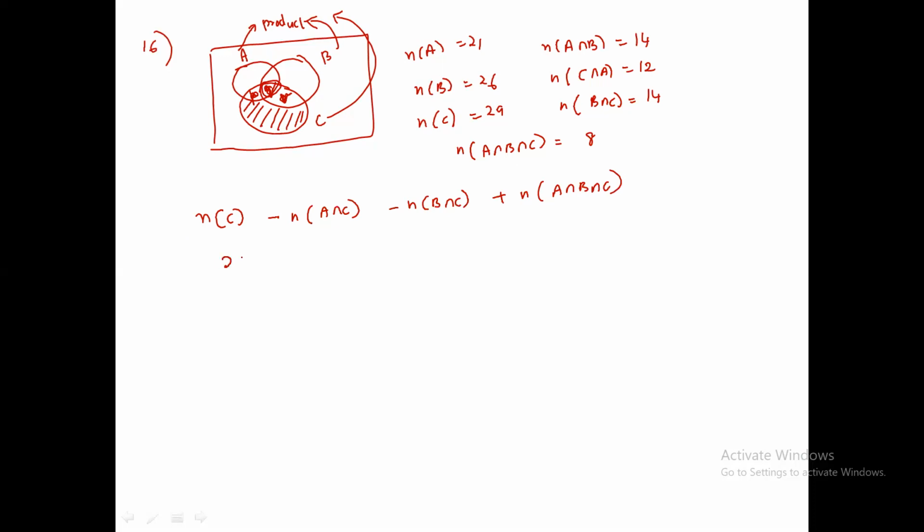So n of C is 29, n of A intersection C is 12, n of B intersection C is 14, and n of A intersection B intersection C is 8. So 29 minus 12 is 17, minus 14 is 3, plus 8. That is 3 plus 8, and so 11 students or 11 people liked only product C.